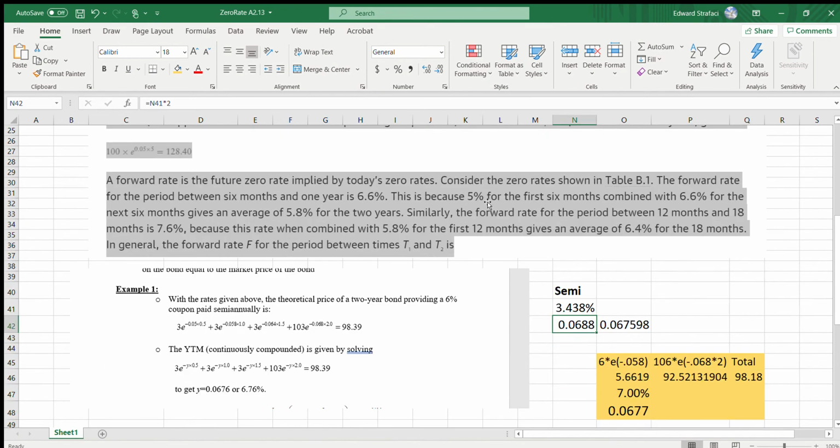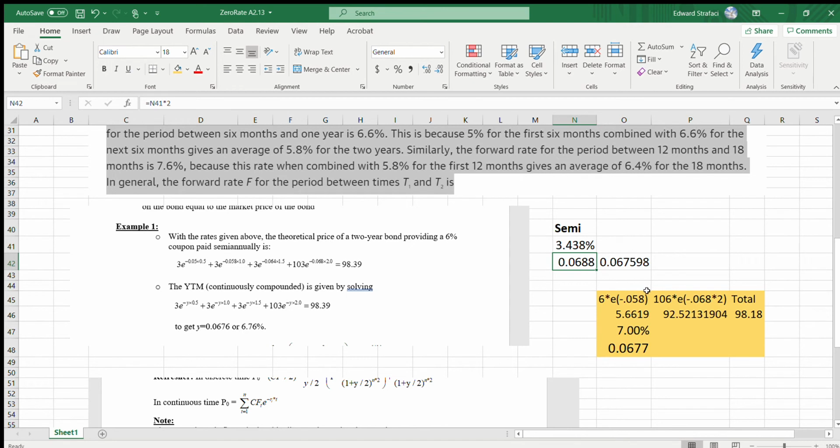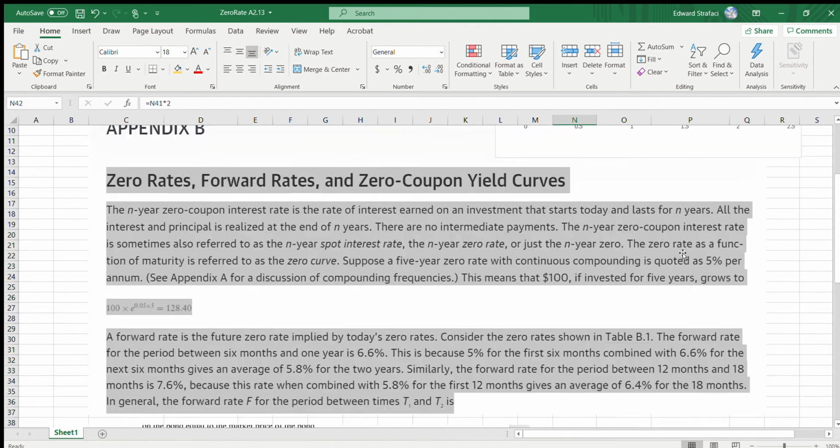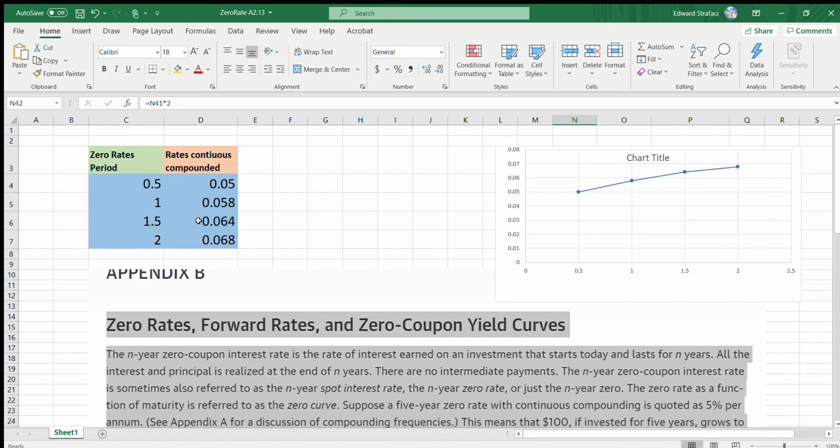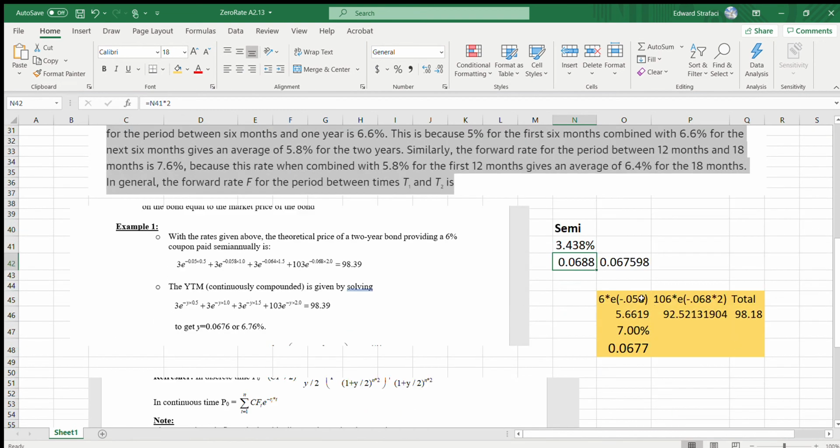Now, if I want to just look at one more example, like do this on an annual basis, let's say this was an annual bond. Well, there would be no 3% payments. There would be 1 6% payment at the end of year 1 and 1 6% payment plus my principal at the end of year 2. So I would just be dealing with 5.8% and 6.8%. So 6 times e to the minus 0.058, I don't need to multiply by 1 because it is 1, it's 5.66, I've discounted that back. Then I take my latest payment, 106 times e to the minus 0.068 multiplied by 2 now because it's the second period, and I get 92.5213.